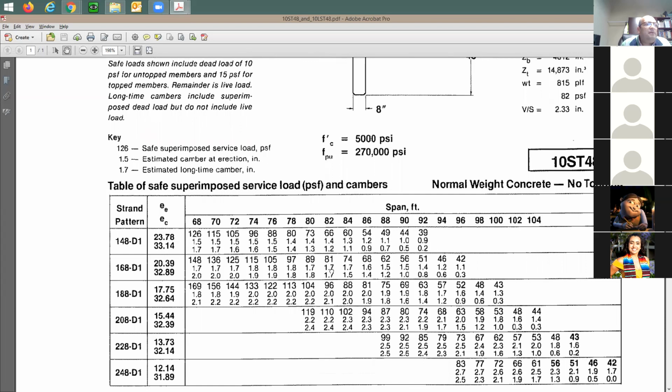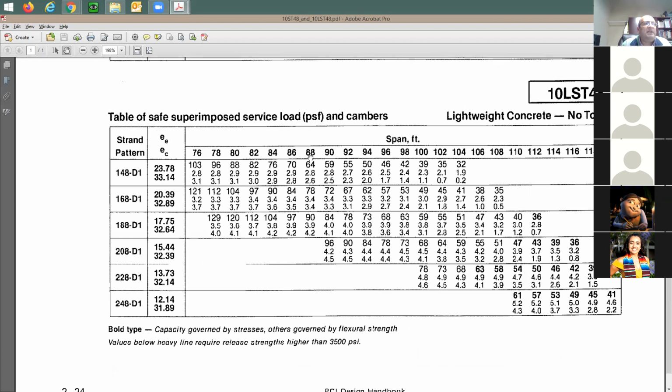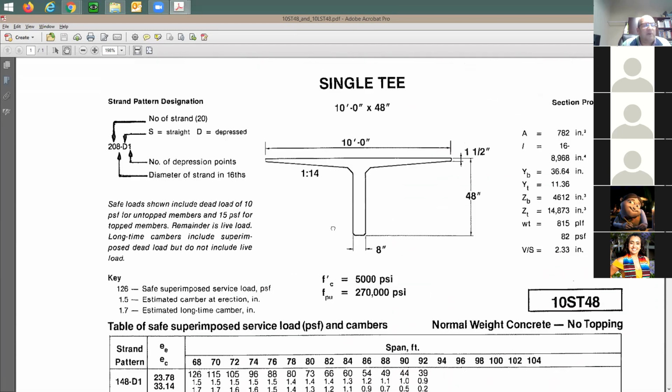And then it gives you here the span, and then it gives you here the total safe superimposed service load and camber. For each span, you can have the load. Same thing. For each span, you can have the load. This is kind of an older book, actually. This is a copy from an older book.